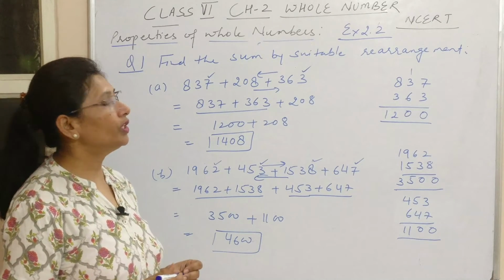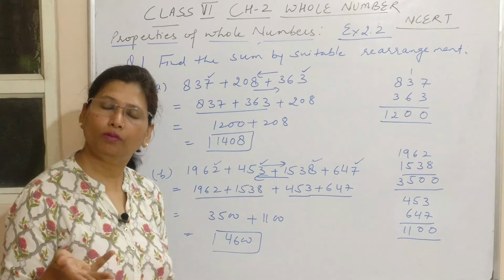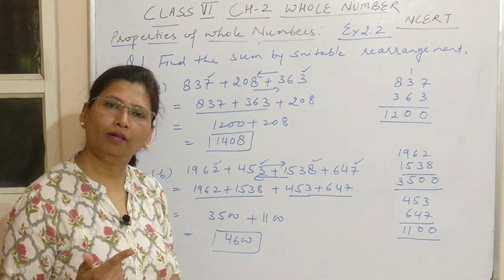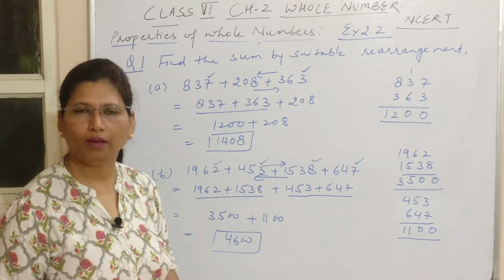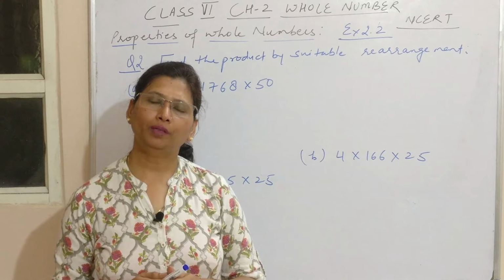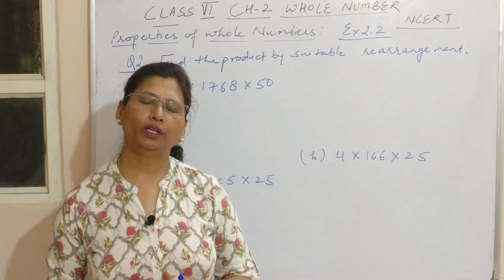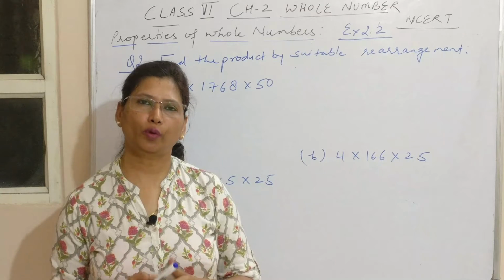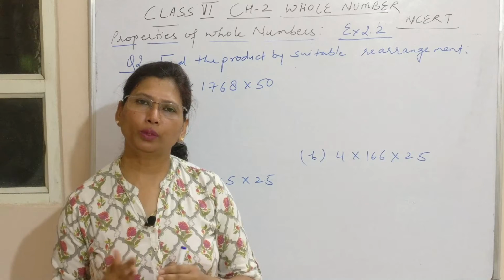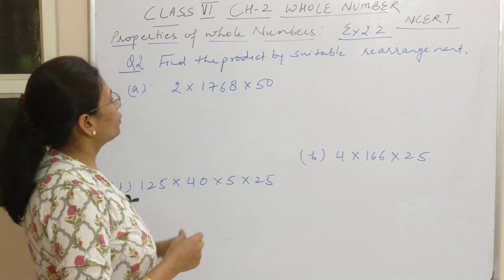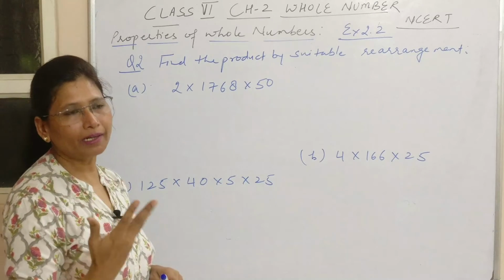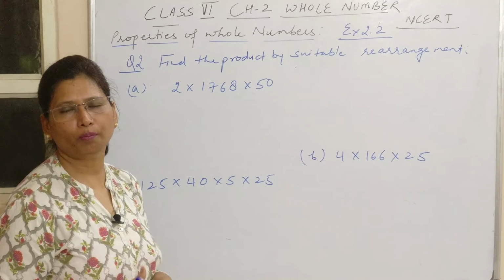And the next question is to find the product by suitable rearrangement. I'll take 2 questions of the second part, and there are other questions which you can try yourself. Coming to the second question, which is based on the product of numbers by suitable rearrangement. Here we are using the associative property of multiplication. We are rearranging the numbers so that they resonate with each other. Here the first part, 2 into 1768 into 50. If you multiply directly, this we have been doing in our primary classes.